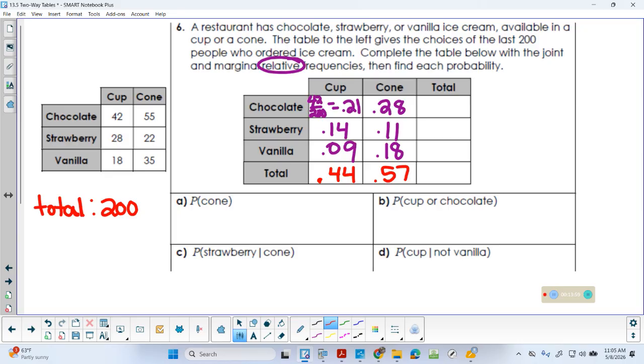All right, keep going. I'm going to go across now. What's 0.21 plus 0.28? What's 0.14 plus 0.11? 0.25. What's 0.09 plus 0.18? And what do you get when you add these all together? 1. Now, we might not be quite at 1 because I rounded a little bit. Remember, this was like 0.175. I rounded because I couldn't fit it in there. But if you use 0.175, it will turn out to 1.